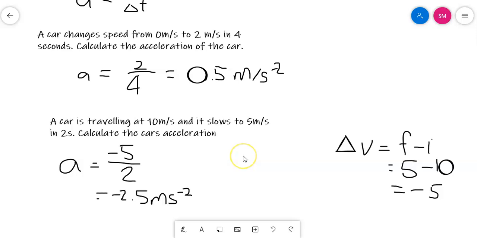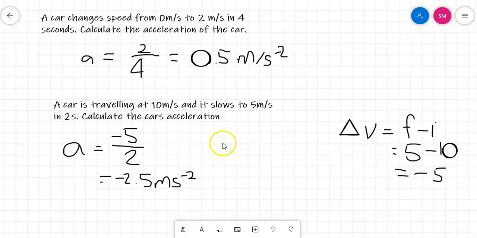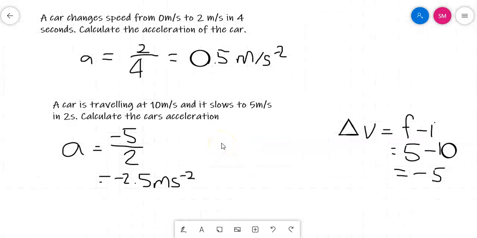So that's basically acceleration. In the next video, we'll look at how to calculate acceleration from speed time graphs.